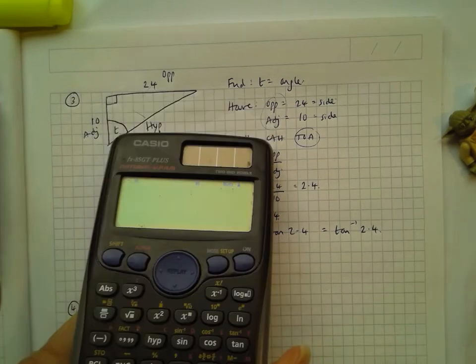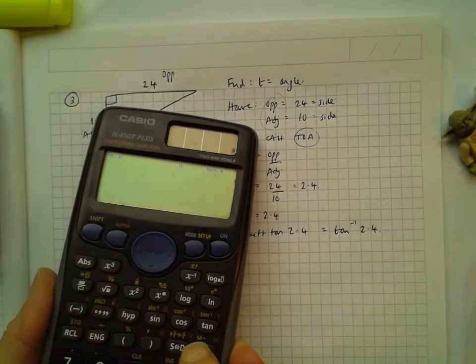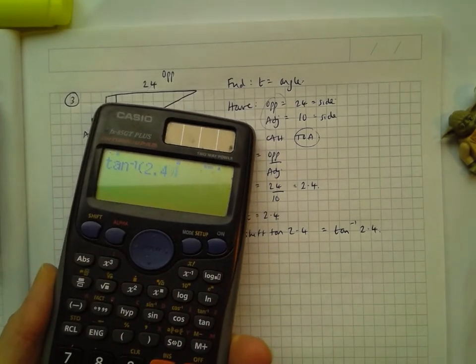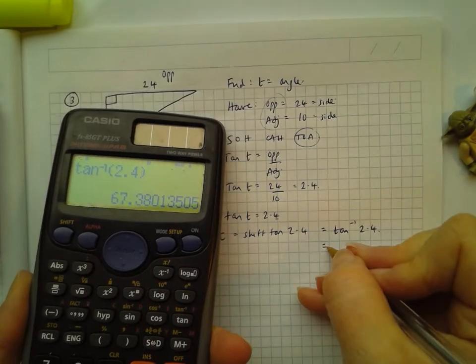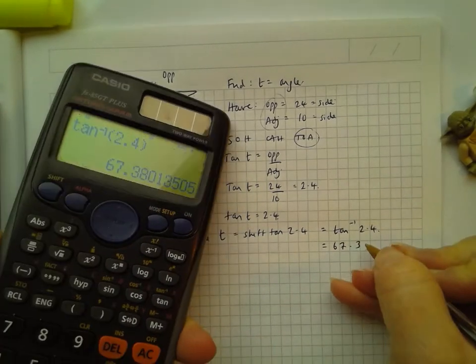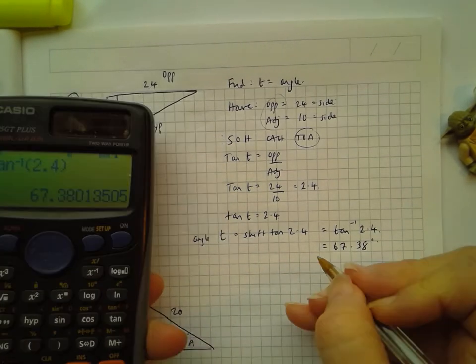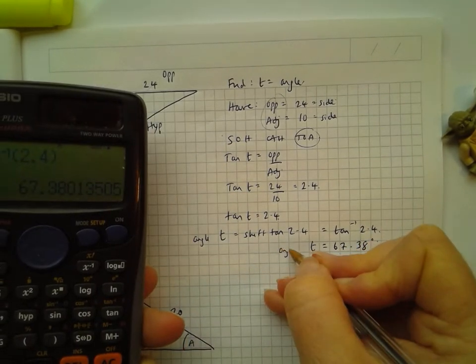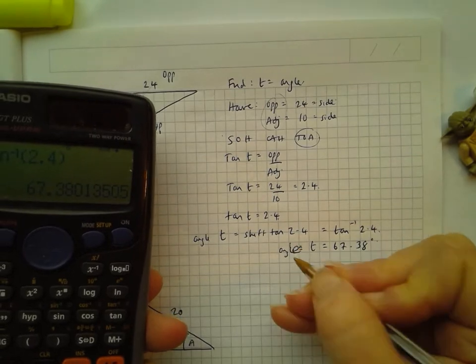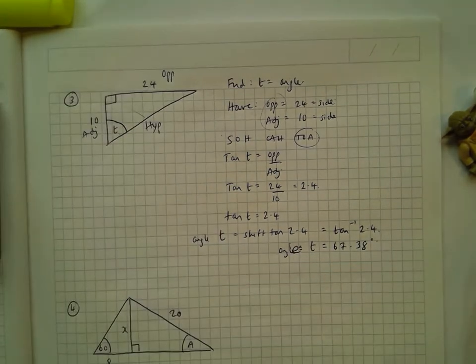Shift tan 2.4 equals 67.38 degrees. Okay, 67.38 degrees. So we found that angle T is equal to 67.38 degrees. And here's one last one.